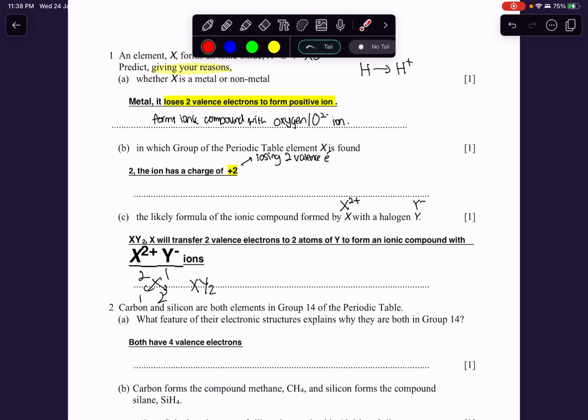Some of you stop here and did not explain. You need to explain that X will transfer 2 valence electrons to 2 atoms of Y. Remember, you need 2 Y to form an ionic compound with X2 plus and Y minus ions. These 2 atoms of Y are important because you need 2 Ys, each to take 1 valence electron from X, so you get X2 plus and 2 times Y minus, which combine together to get XY2.